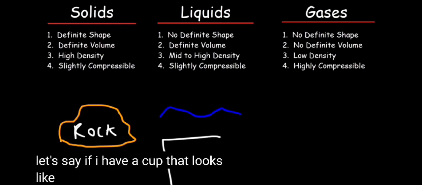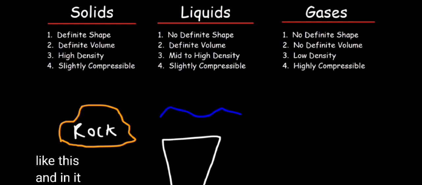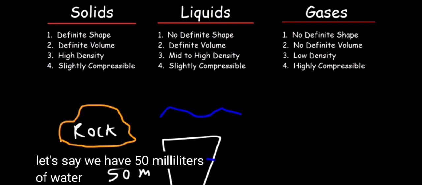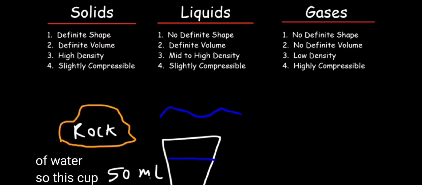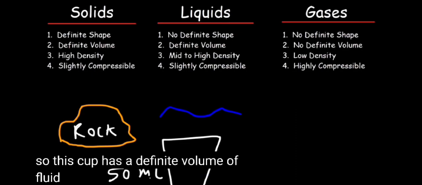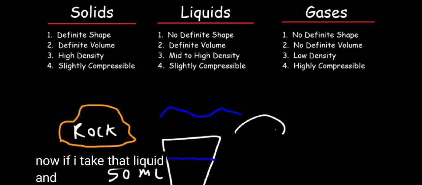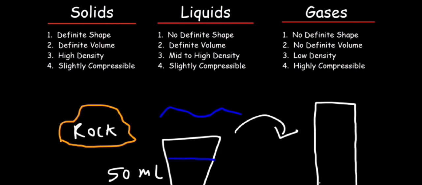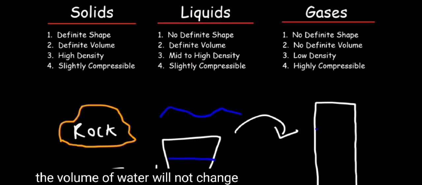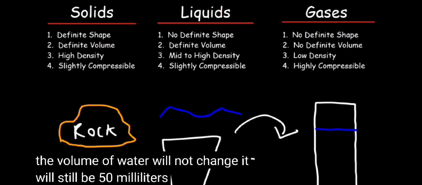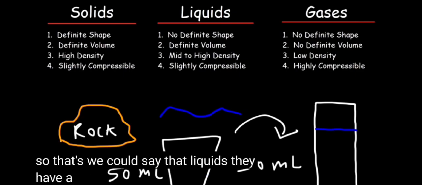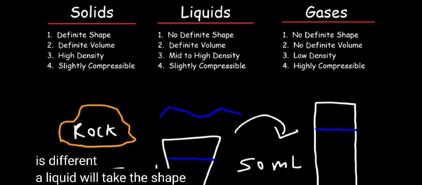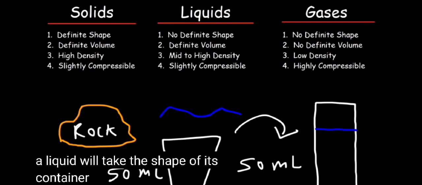Let's say I have a cup that looks like this, and in it, let's say we have 50 milliliters of water. So this cup has a definite volume of fluid. Now if I take that liquid and pour it into a cup with a different shape, the volume of water will not change. It will still be 50 milliliters. So we could say that liquids have definite volume. However, the shape is different. A liquid will take the shape of its container.